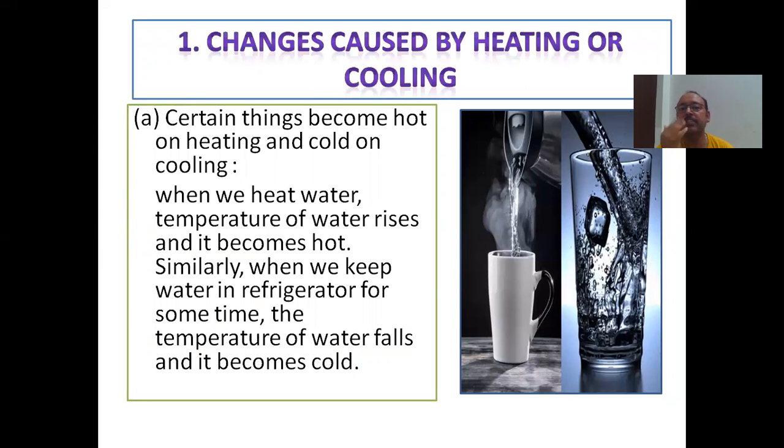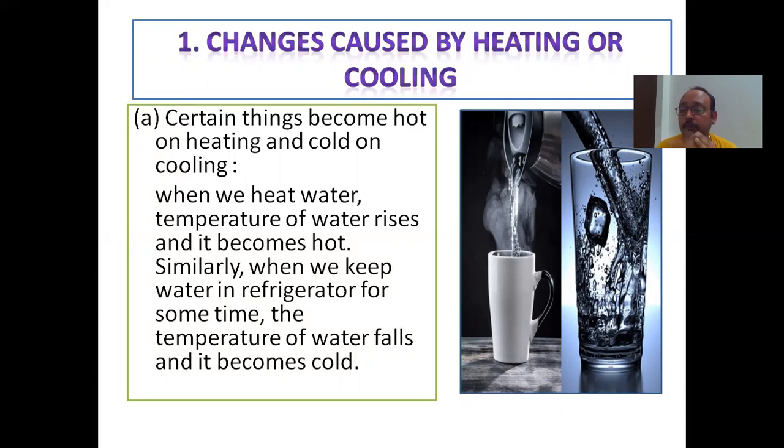So first of all, changes caused by heating or cooling. A very simple example that we see in our daily life is the heating of water. When a mother makes tea for us, she boils water. When the water is boiling, you might have seen white steam being produced. These are the water vapors produced by heating. So that means a change of state is taking place.